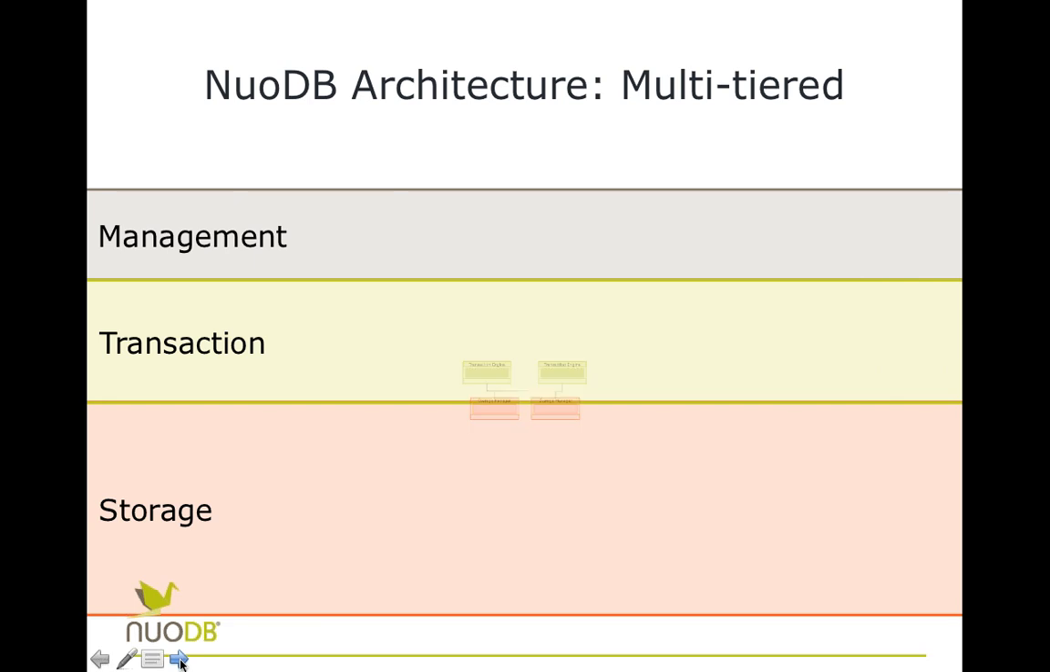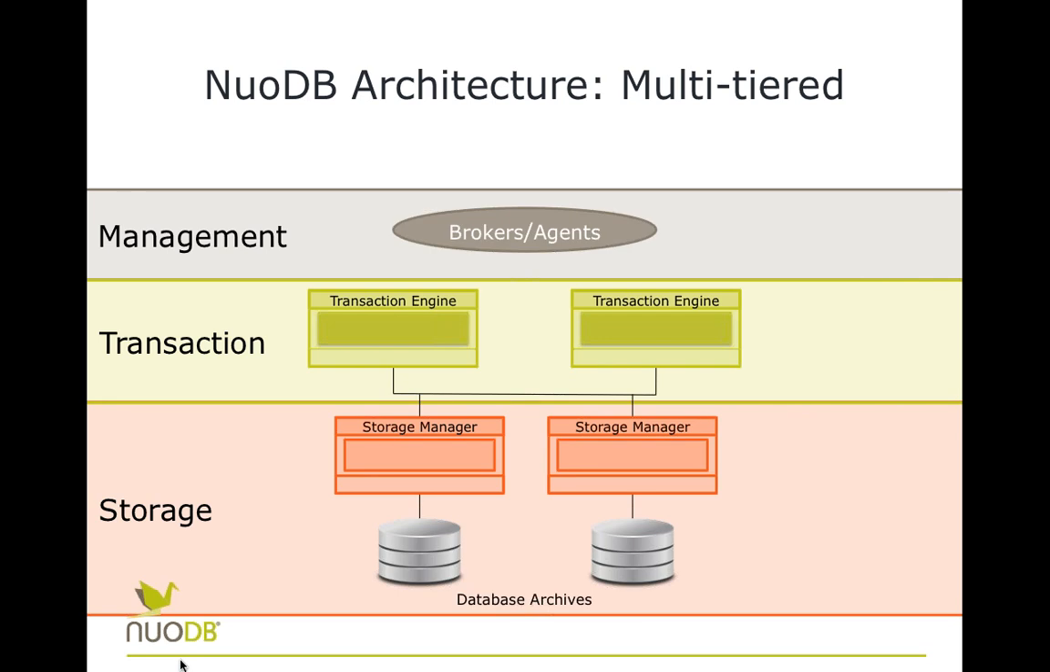So what we've got is a multi-tiered architecture: management, transaction, and storage. In the management layer, the brokers and agents connect the nodes together and connect clients to the transaction engines in the transaction layer. And what the transaction engines do is conduct all of the operational workload for the clients in a shared cache, a cache that's shared between all the transaction engines and all the storage managers. This is not an in-memory database, but it is a very memory-oriented database. It's what we call a distributed durable cache.